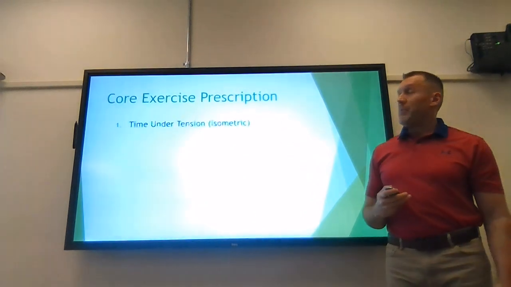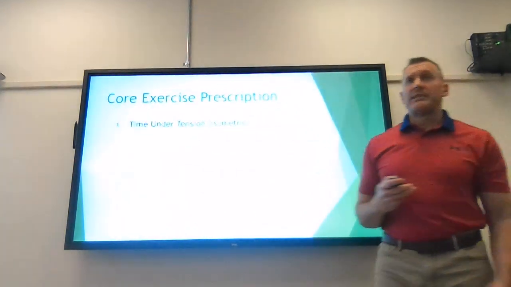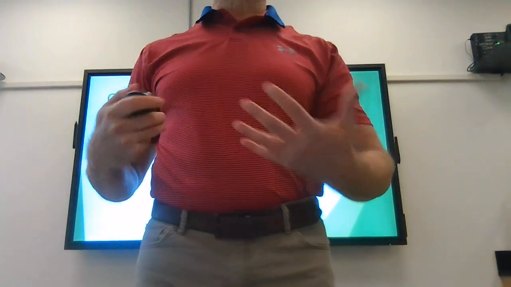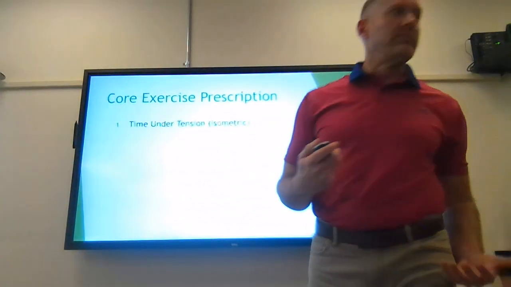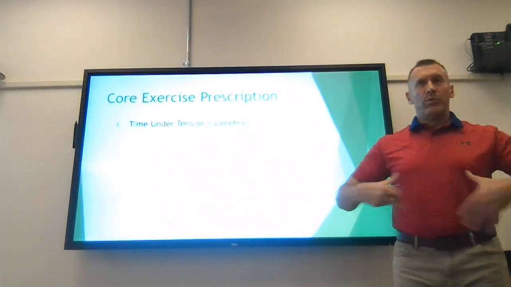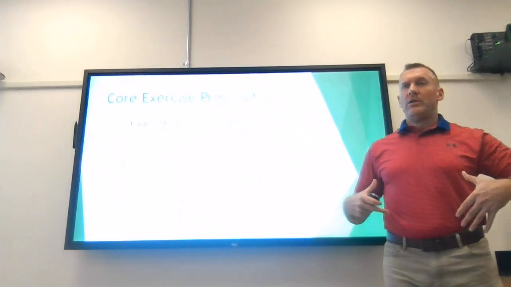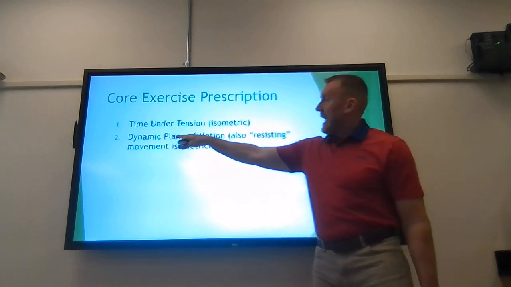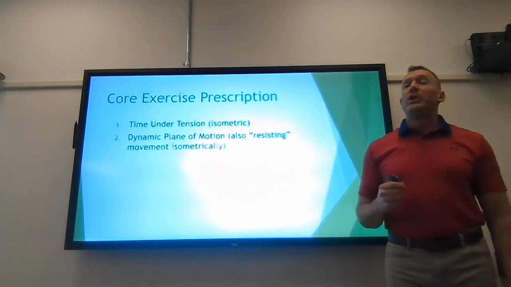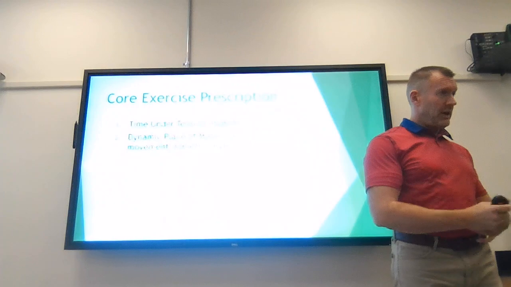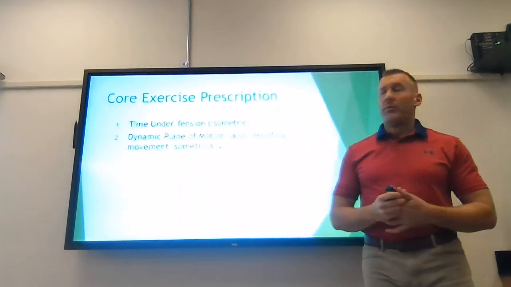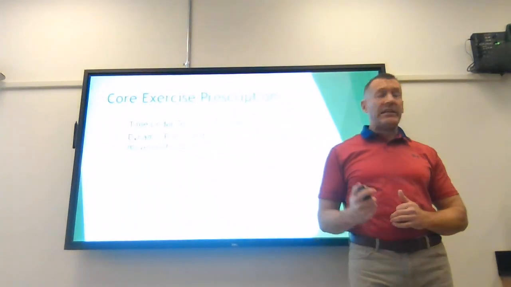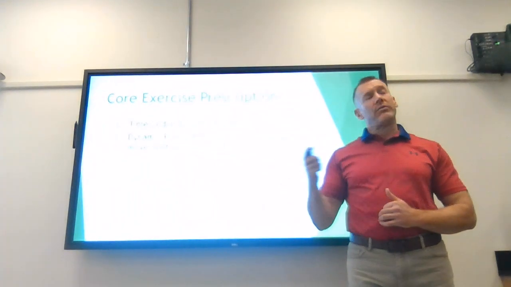So number one, time under tension. So that's isometric actions. So you're holding a certain posture for a period of time, like a plank. How long are you bracing your abdominal wall while in a certain position? Okay, there's also dynamic. So what plane of motion? Sagittal, frontal, transverse, right? Probably more important though is resisting movement, isometrically, resisting movement of the torso. So we'll go through some examples there.